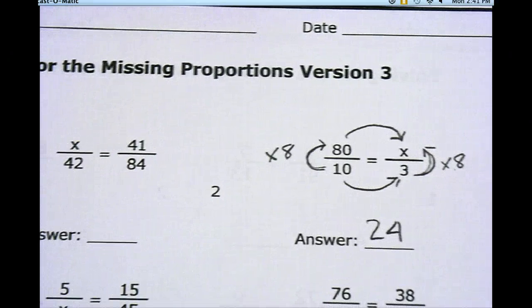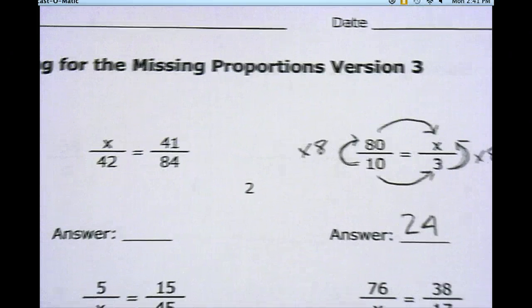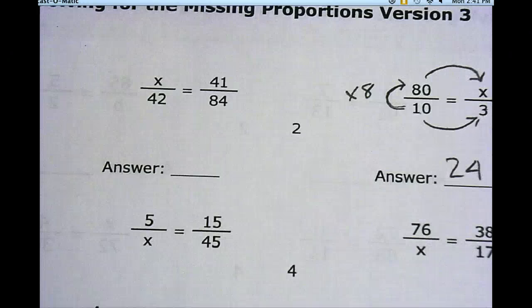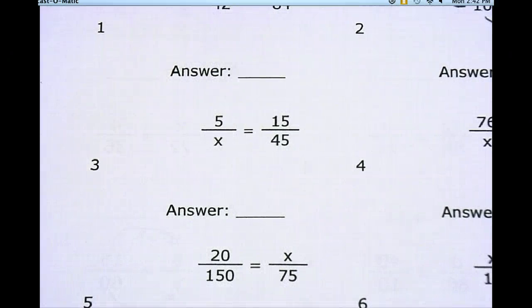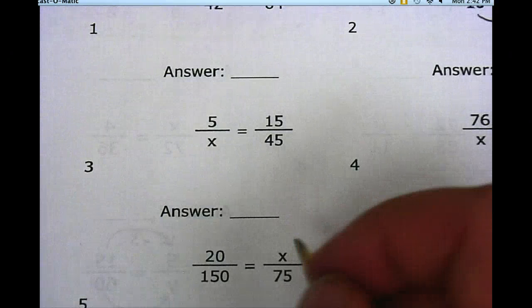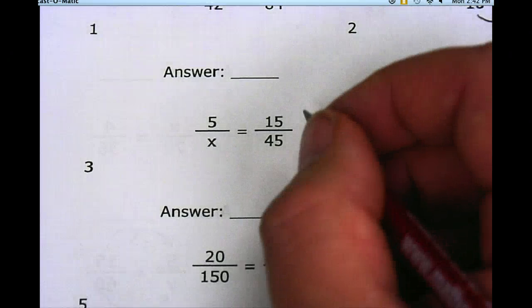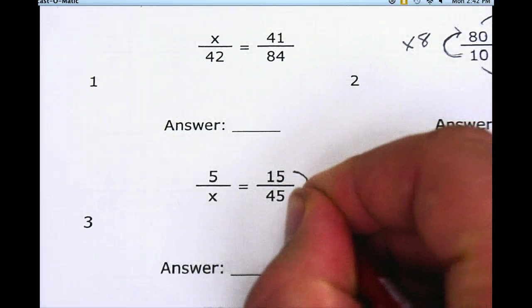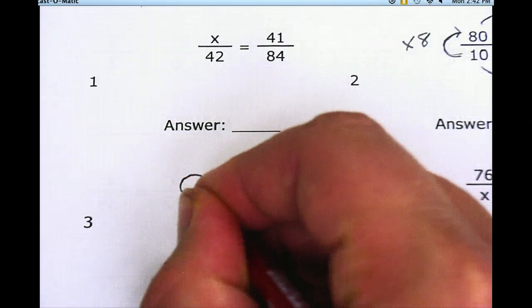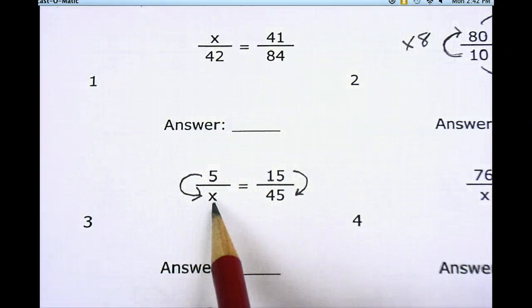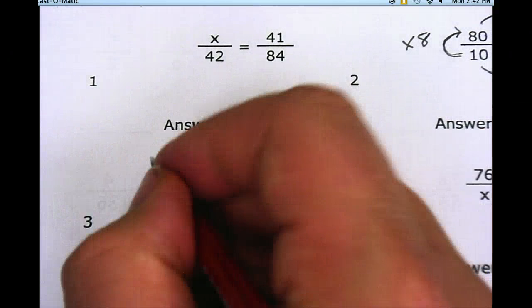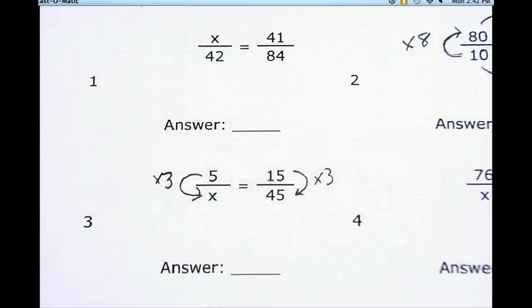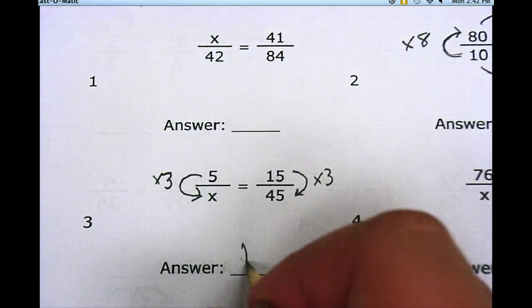Let's see if I have another one I can work on. We'll do one more. Okay, now I have a couple different relationships here. I can work up and down for this problem. I could be going 15 to 45. I need the arrow going from top to down because my x is in the bottom. And I know I have to multiply 15 times 3 to get to 45. So 5 times 3 should give me my answer. And 5 times 3 is 15.